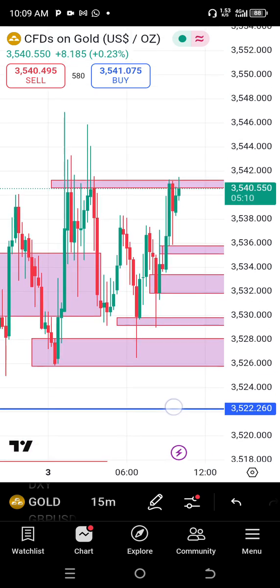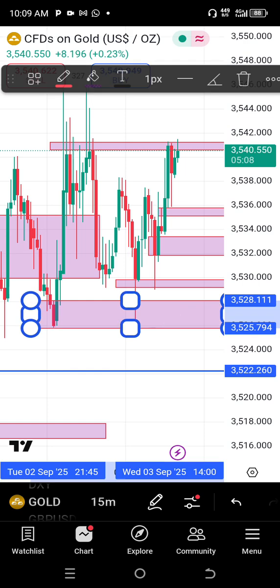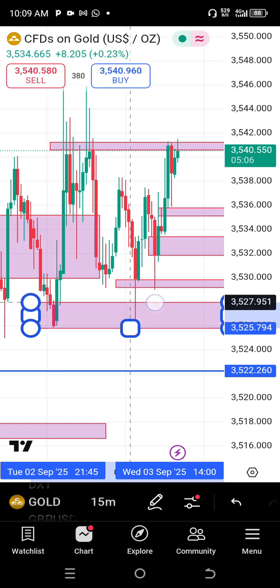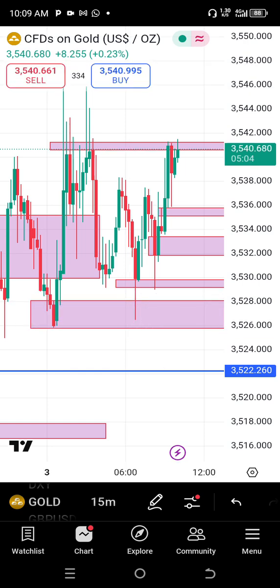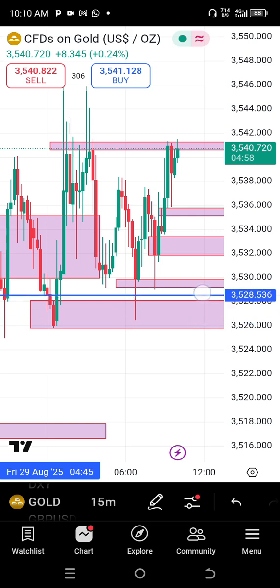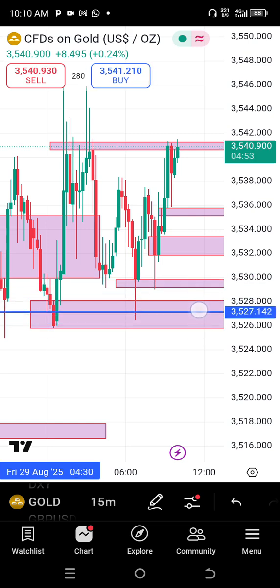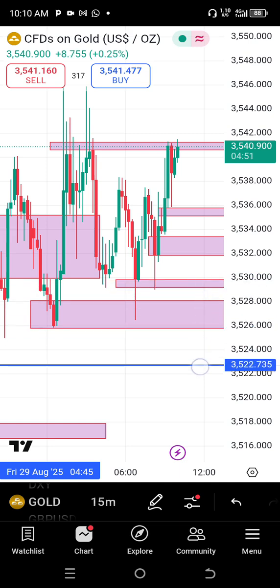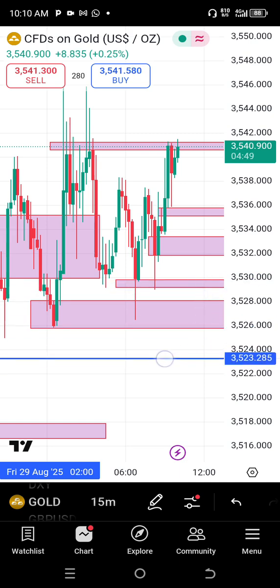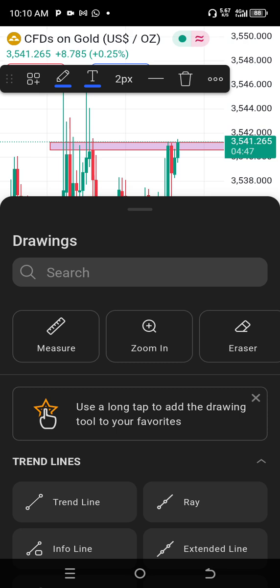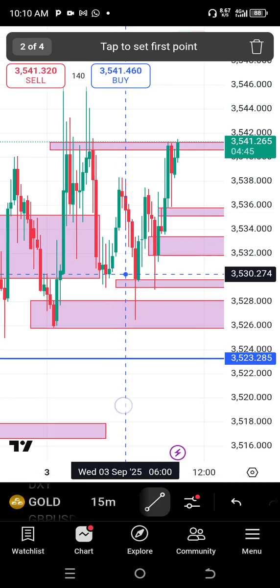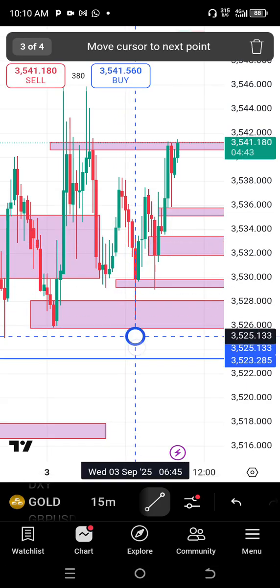So you can see from here, this point, that's where we have the bullish order block. Now the bullish order block is being respected here, as you can see from this swing here. You can see that swing, that is a swing. Maybe I can make use of this trend line so you can see what I'm talking about.